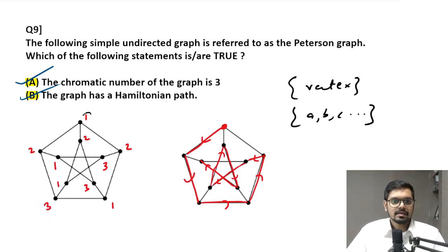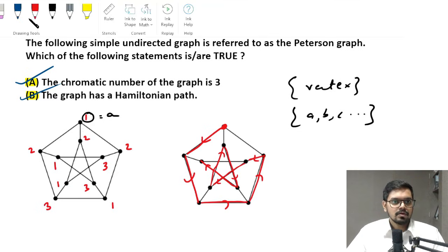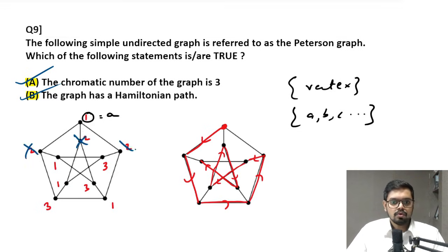So if I consider this 1 as A, then the neighbors are these, so I have to erase. This is not a neighbor, so I can consider this B. So A is considered, B is considered. Neighbors you have to eliminate. These are the neighbors, these are the neighbors, eliminated.